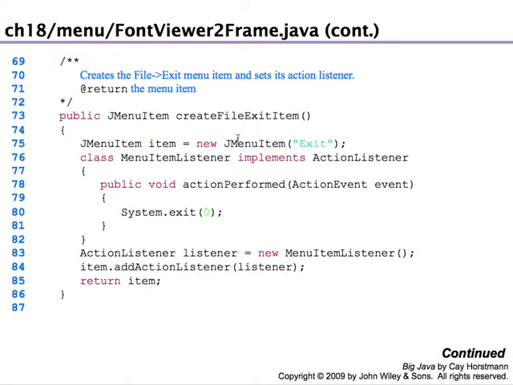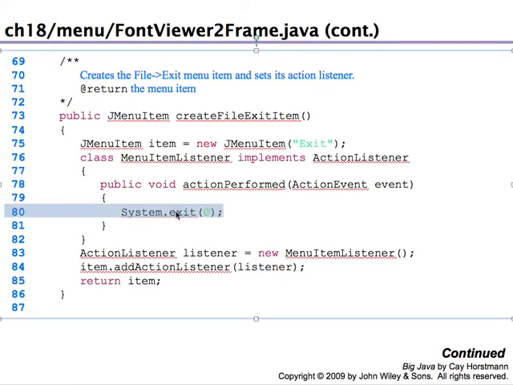And the file exit item creates a menu item and has a listener. And here, exit, we haven't done this before, but this is how you can end your program from a graphical user interface: you call the exit method from the System class, System.exit. 0 is just a code.